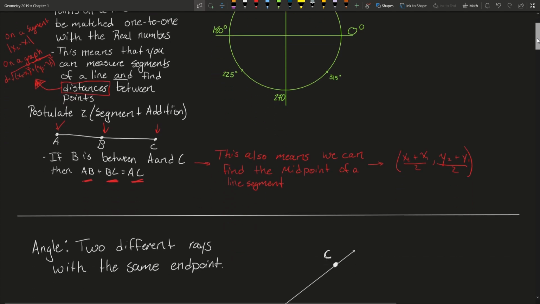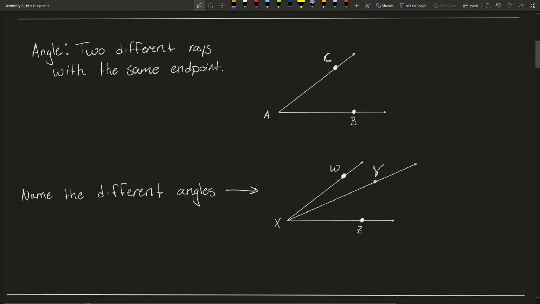So to start, what exactly is an angle? An angle is two different rays with the same endpoint, as shown here. This is angle CAB, where A, the endpoint, is called the vertex, and both rays are called sides. So when we name angles, we always have the vertex in the middle.